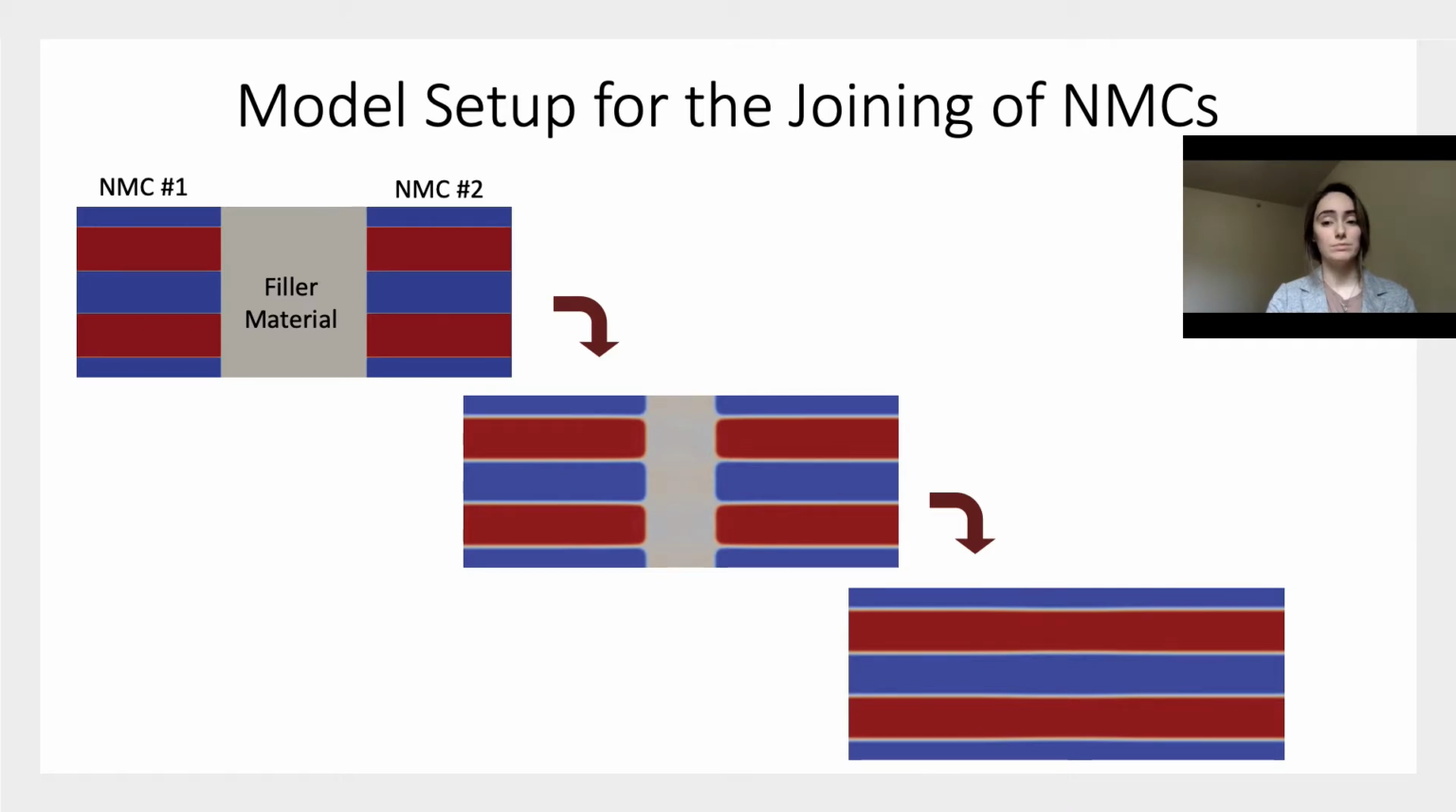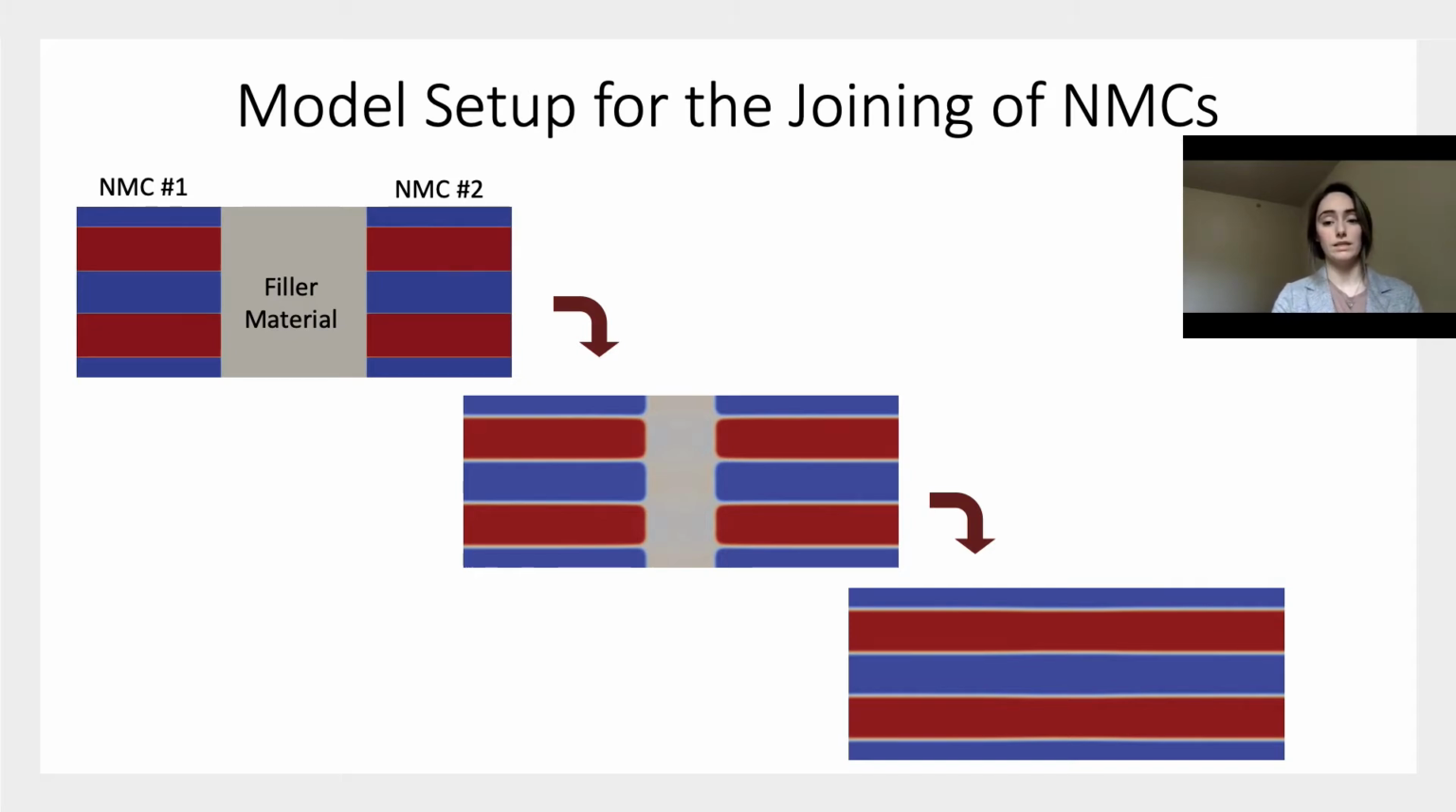The model setup used for the joining simulations that I performed consists of two nano-layered metal composites, labeled here as NMC number 1 on the left and NMC number 2 on the right. These layers are separated by a filler material, shown here in the center, that has an average composition of 50% of each of the two metals that make up these NMCs. These are distinguished here by blue and red. Hence, the filler material shown is made up of 50% blue and 50% red.